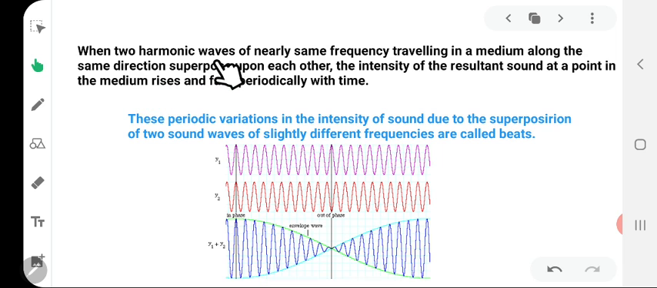When two harmonic waves of nearly the same frequency traveling in a medium along the same direction superpose upon each other, the intensity of the resultant sound at a point in the medium rises and falls periodically with time. Now, these periodic variations in the intensity of sound due to the superposition of two sound waves of slightly different frequencies are called beats.